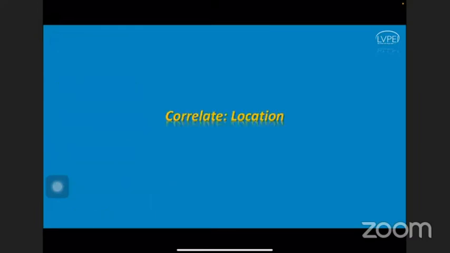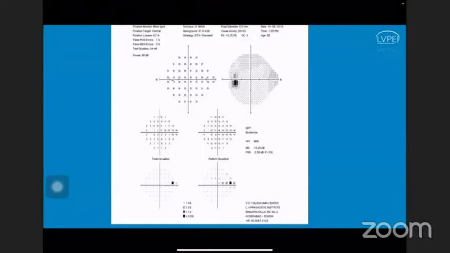So the first important thing is to correlate the location. Now, when we look at this printout, what we can see here is there are defects in the superior hemifield. These fulfill the Anderson criteria and can be glaucoma. For example, a candidate in the exam should say that I will correlate with the disc. Now, how do you correlate with the disc?